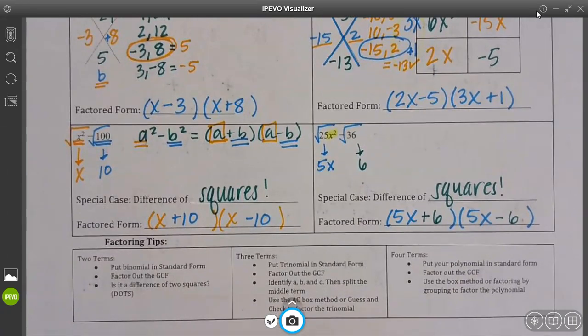We've got some factoring tips down here at the bottom if you want to read through those, but that's going to be the end of this video.